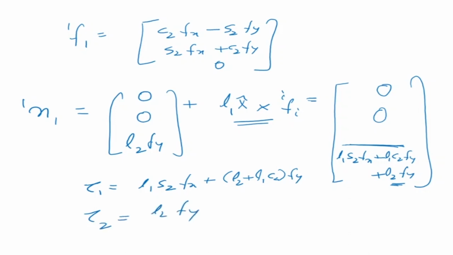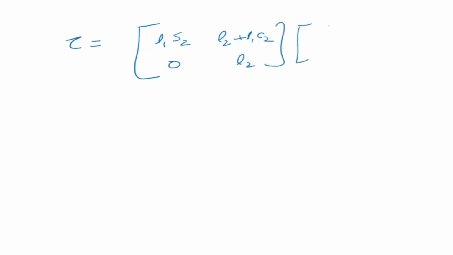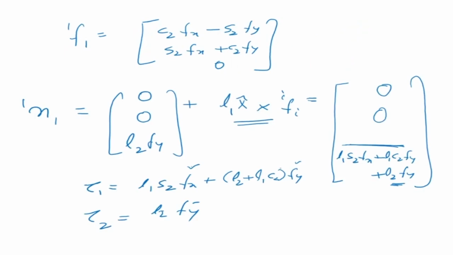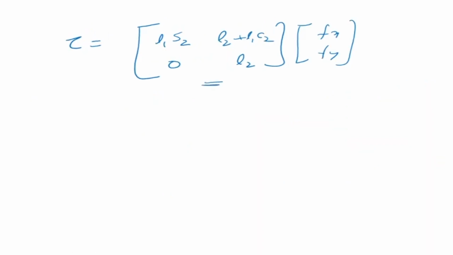Now something very, very important to note here is that there is an Fx and there is an Fy in the first joint, and in the second joint there is only Fy, there is no Fx. So if I write it in matrix form, I can write it as tau is equal to L1 S2, and on the other side we have L2 plus L1 C2; this is 0, this is L2, and this is my Fx, Fy. So how did we get that? I simply took Fx, Fy outside, and wrote it in matrix form. Now this is also called the Jacobian.